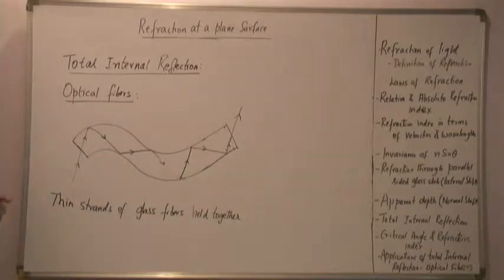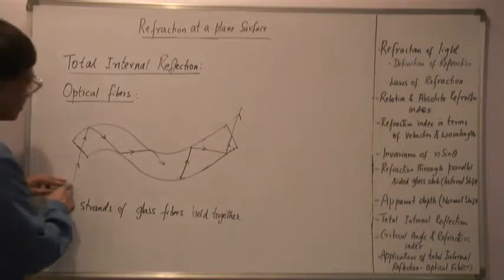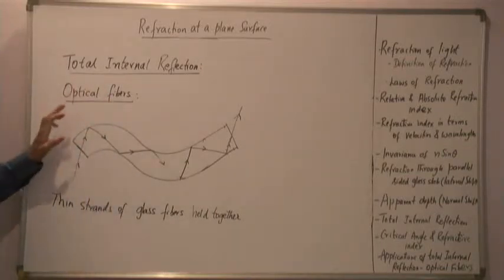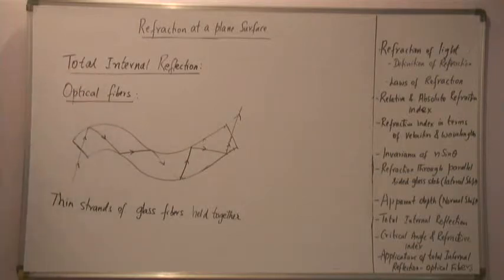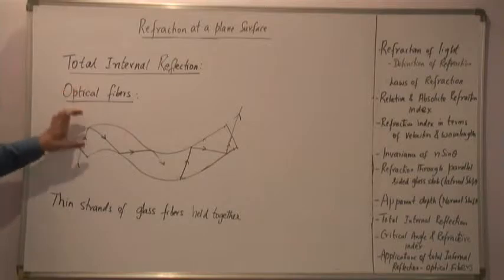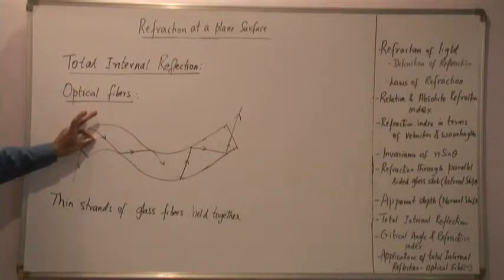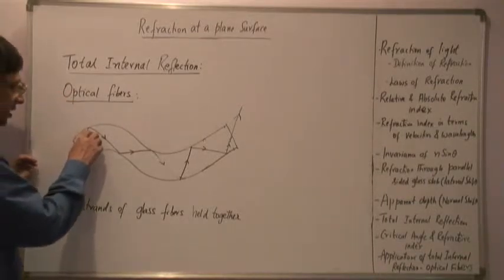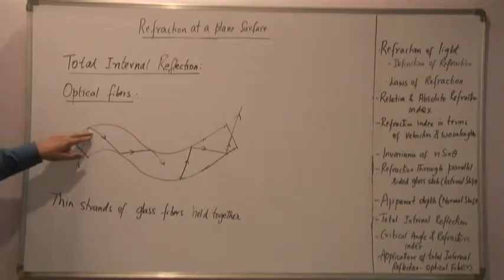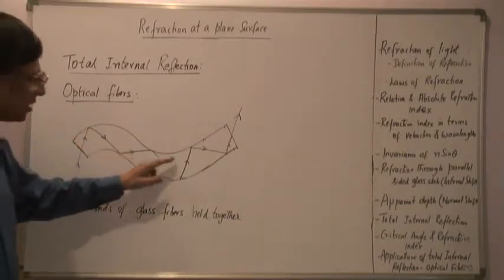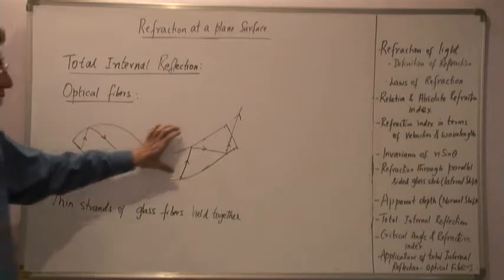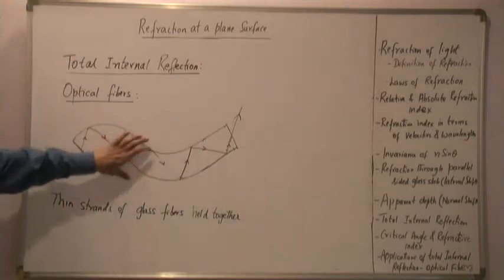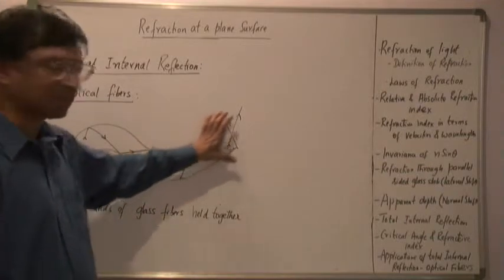Light gets transmitted through this because of total internal reflection. It's using the concept of total internal reflection. When light is incident at this angle, because the refractive index of this material is less than the refractive index of the outside, the rays undergo total internal reflection. These light rays get totally internally reflected, so there is absolutely no loss of information, and light travels along this, even along curved paths.